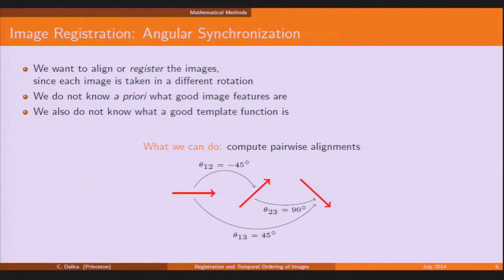And you also don't know what a good template is. So maybe if you had a representative image, you could just shift everybody to look approximately like the representative image. But if you pick a really bad representative, then you're going to get very bad information. But what you can do is compute pairwise alignments. So down here, instead of having images, now I just have little arrow vectors. And you can compute the angle you need to rotate one vector to another, or rotate one image to another. This doesn't require any template, any features. You just see how to rotate pairs.